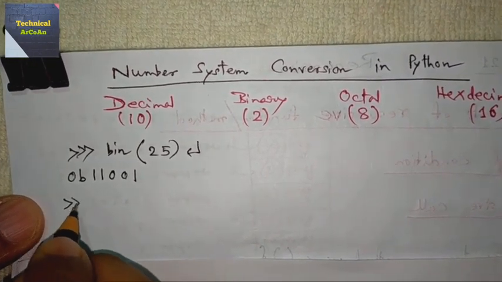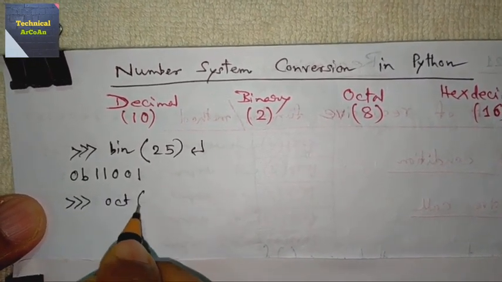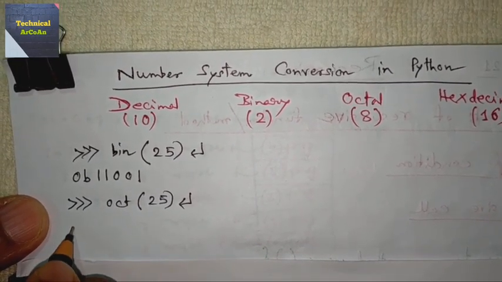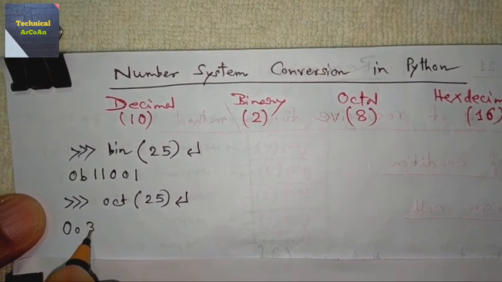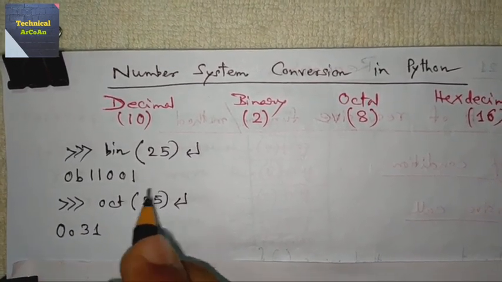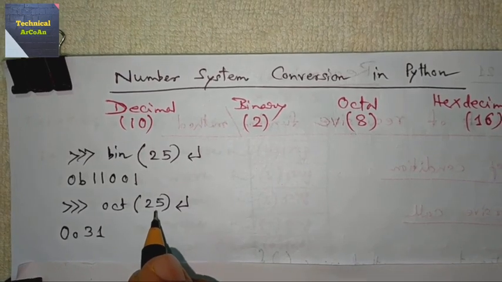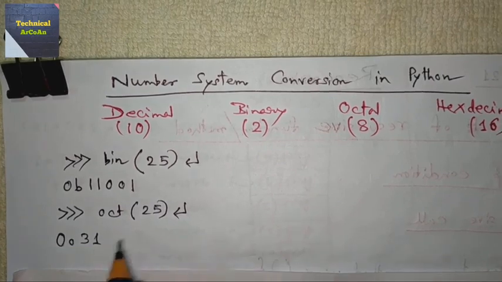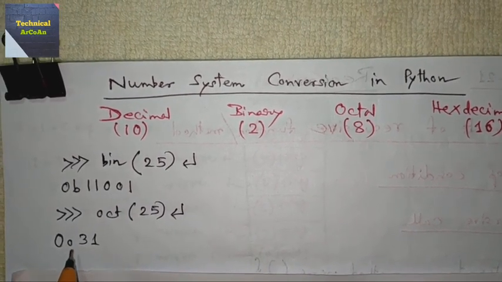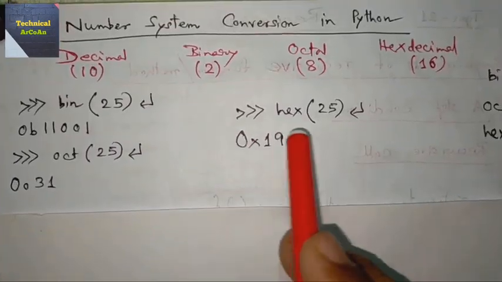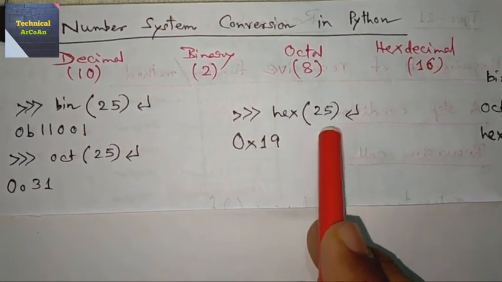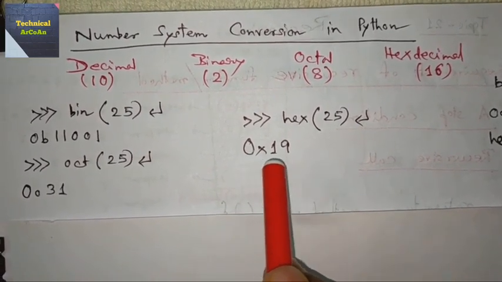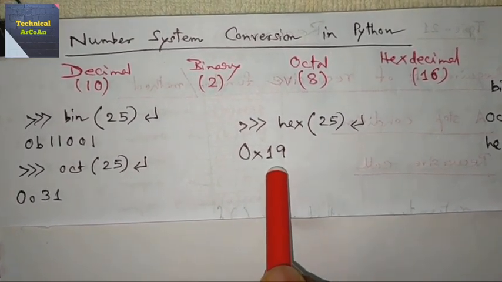In the same way, if we write oct and the decimal number 25, we get the output 0o31, meaning when we convert 25 from decimal into octal, we get 31 as output, and the prefix should be 0o in Python. Now another example: hex, and within brackets we write 25 in decimal. What will be the output? 0x19, because the prefix for hexadecimal is 0x and the output is 19.